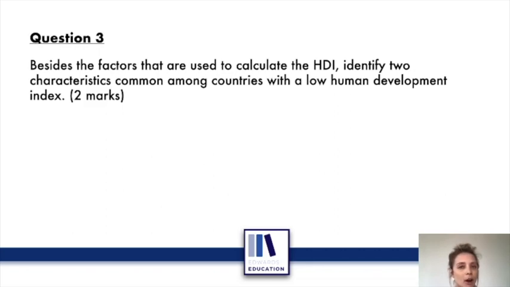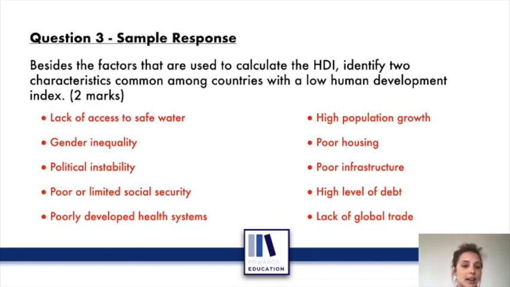So think here of high, middle, low income countries. So we'd state things such as lack of access to safe water, gender inequality, poor housing, poor infrastructure, any of these here. The main thing is not to list things that are associated with actually measuring the HDI. So I can't say things like low education levels, low average incomes, because it's kind of too close to the indicators of the HDI.